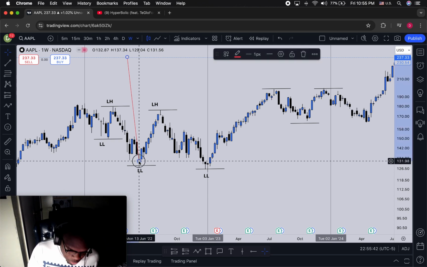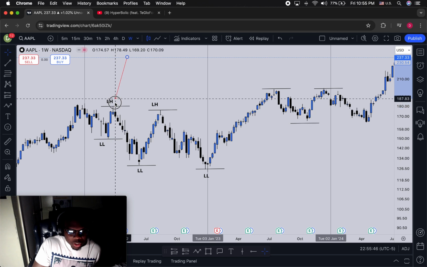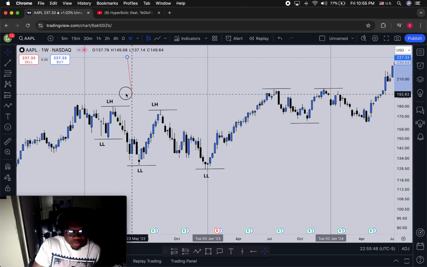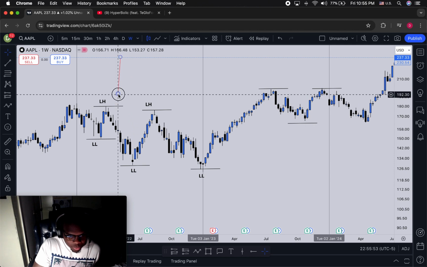You would be able to avoid that from happening by being able to distinguish what direction the market is in at the moment. So the year's starting off in a downtrend.